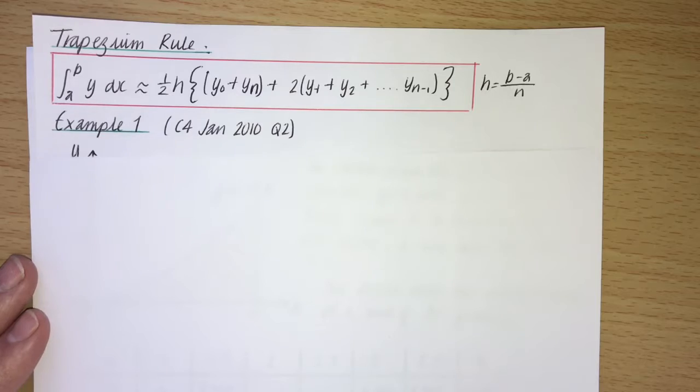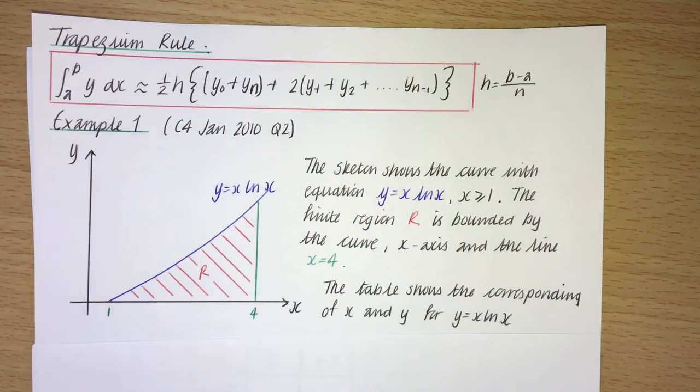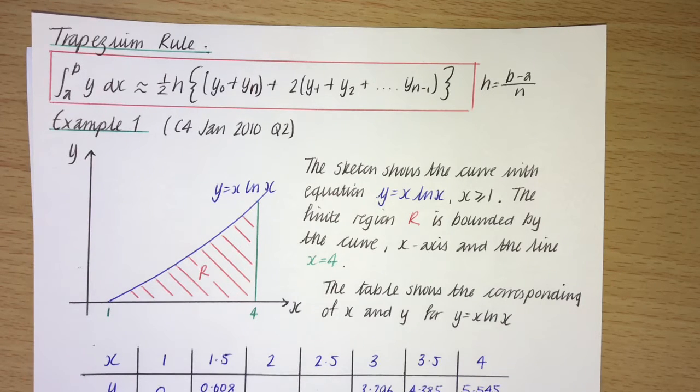So our first example here, example number 1, taken from C4 January 2010. The sketch shows the curve with equation y equals x ln x. x must be greater than or equal to 1. The finite region R is bounded by the curve, the x-axis, and the line x equals 4, as shown here. The table shows the corresponding values of x and y for it.